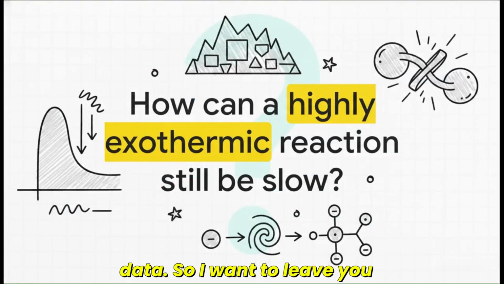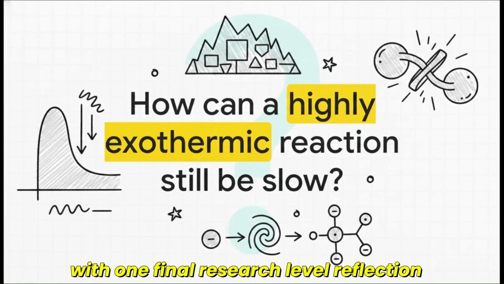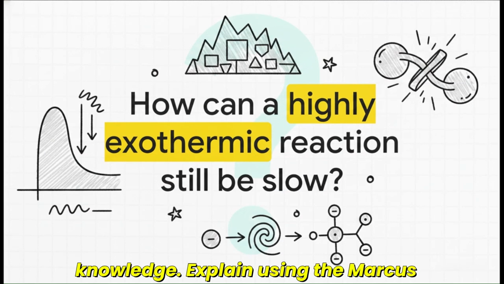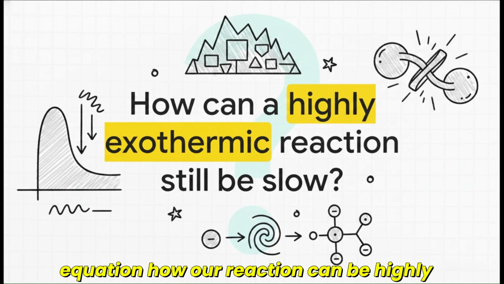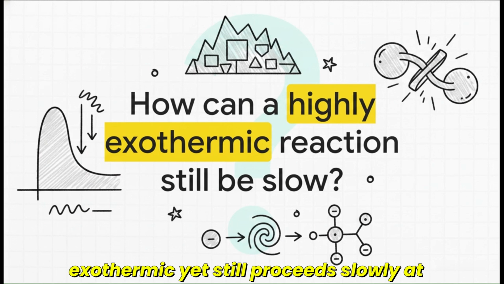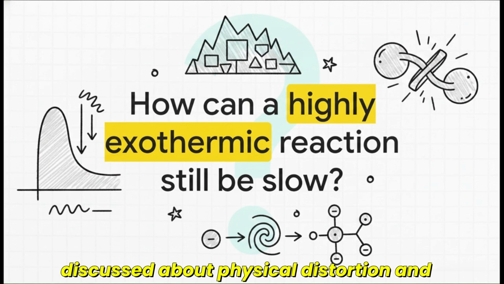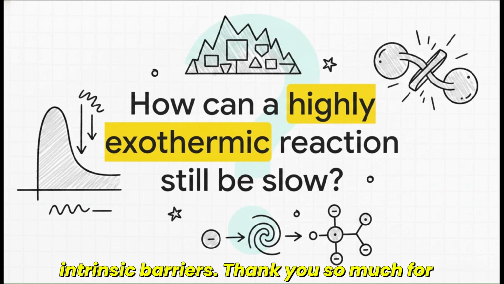So I want to leave you with one final research-level reflection question to really test your newfound knowledge. Explain, using the Marcus equation, how a reaction can be highly exothermic, yet still proceed slowly at room temperature. Think back to what we discussed about physical distortion and intrinsic barriers.